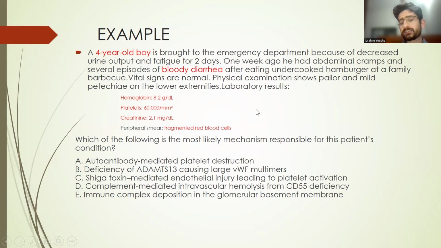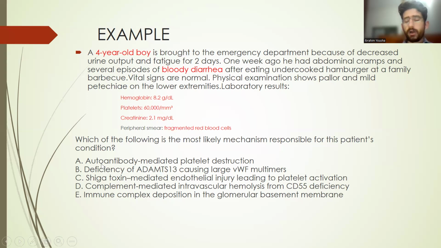Then they ask us what is the mechanism responsible for this patient's condition. The options are: autoantibody mediated platelet destruction; deficiency of ADAMTS13 causing large von Willebrand factor multimers; Shiga toxin mediated endothelial injury leading to platelet activation; complement mediated intravascular hemolysis from CD55 deficiency; or immune complex deposition in glomerular basement membrane. If we look at the options, most probably it is hemolytic uremic syndrome, and it is mainly caused by Shiga toxin mediated endothelial injury leading to platelet activation.